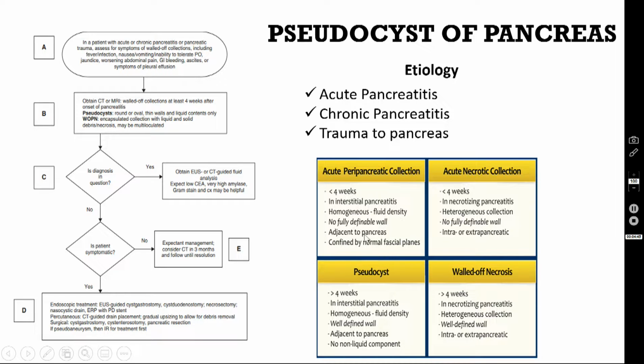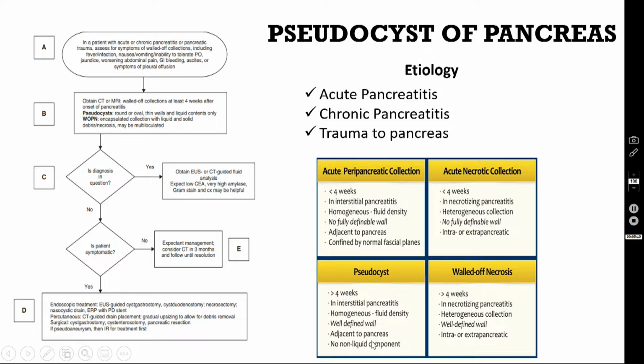Whereas pseudocyst: if the acute peripancreatic collection lasts for more than 4 weeks, then it is called pseudocyst of the pancreas. This also results from interstitial pancreatitis. This is also homogeneous and contains only fluid. But here you can see a well-defined wall that is made up of granulation tissue only. It is not made up of any epithelium. That is why it is called pseudocyst.